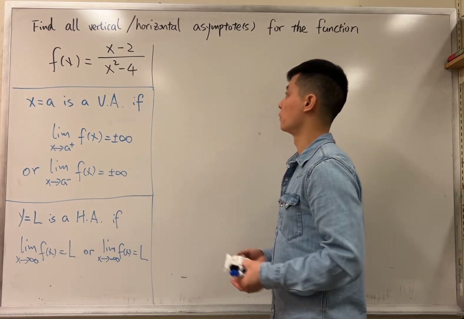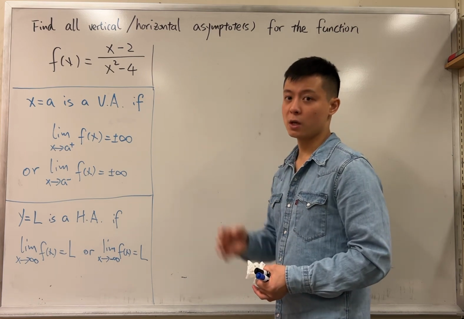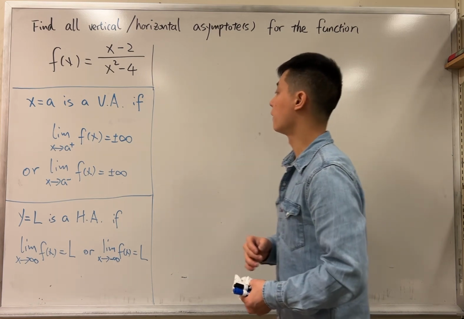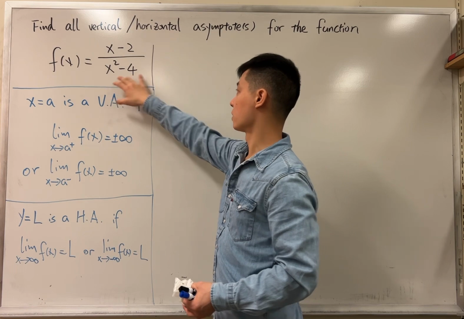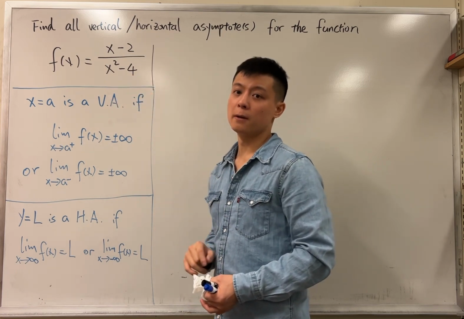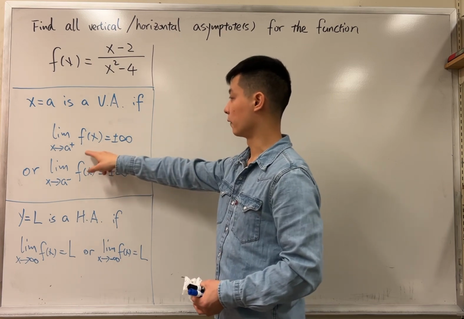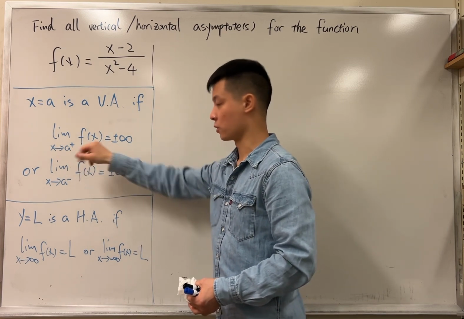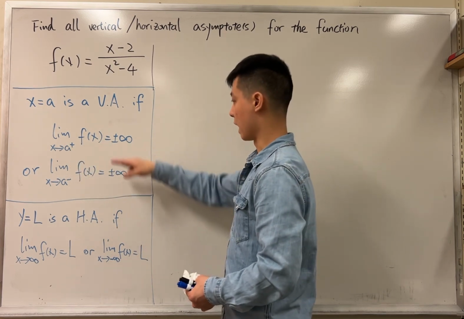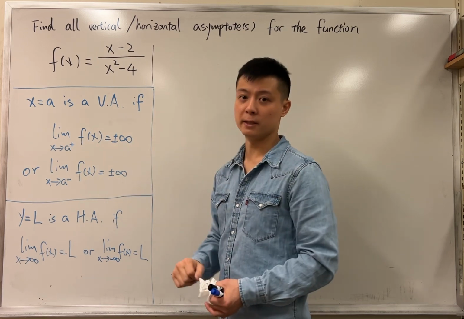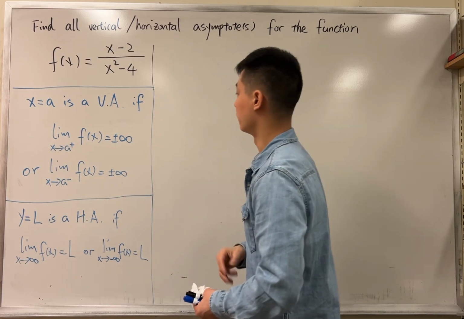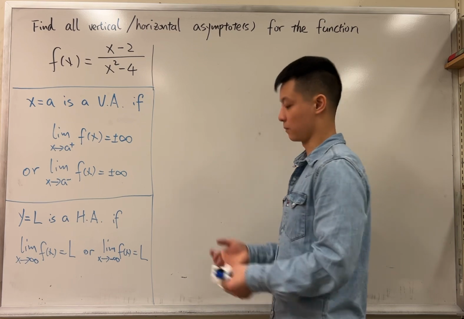So in order for us to find all the vertical asymptotes, we will need to firstly find out all the places where the function could potentially be discontinuous. And then we check the limit of the function as x approaches those points to see if we have infinity as our limit to determine if there exists a vertical asymptote.